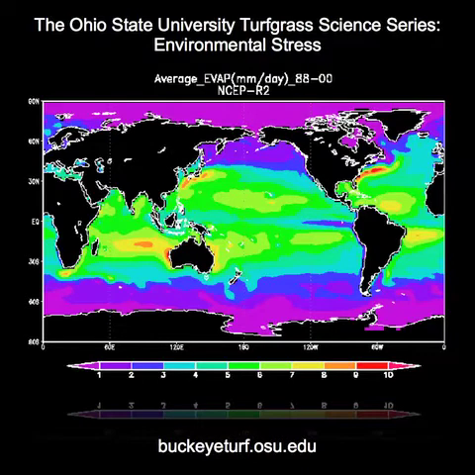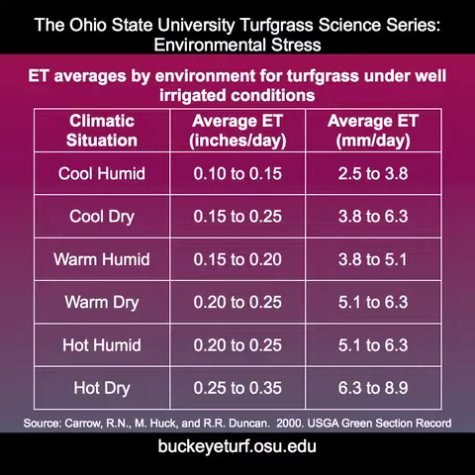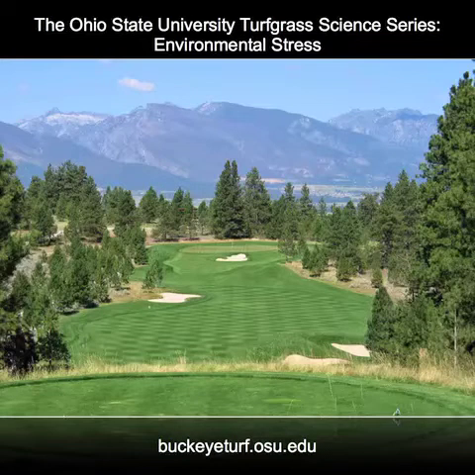This photograph from NASA shows the intensity of evaporation on a global scale. The purple regions have the lowest evaporation while the red regions have the highest. The zones are shown over the oceans and seas of the world, obviously the areas where evaporation rates would be high. Turf environments that are hot and dry will have the highest ET rates. This table provides the potential evapotranspirations for various climatic situations. Altitude can play a role in water loss. Higher altitudes tend to have higher evaporation rates due to lower atmospheric pressure.